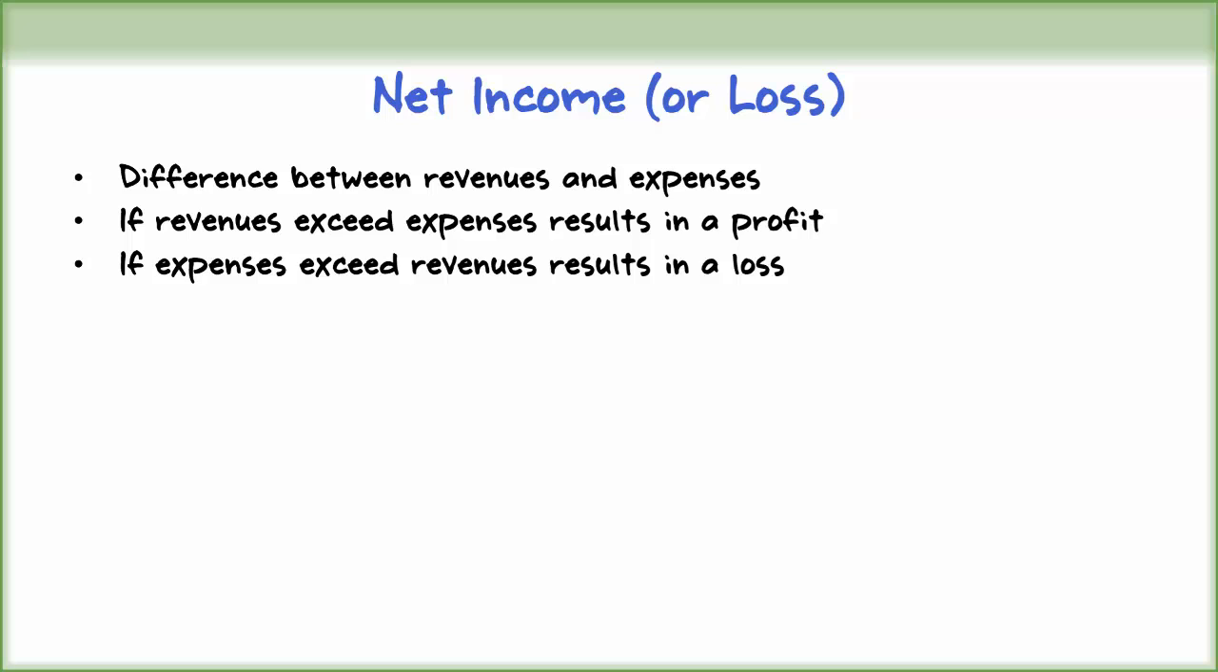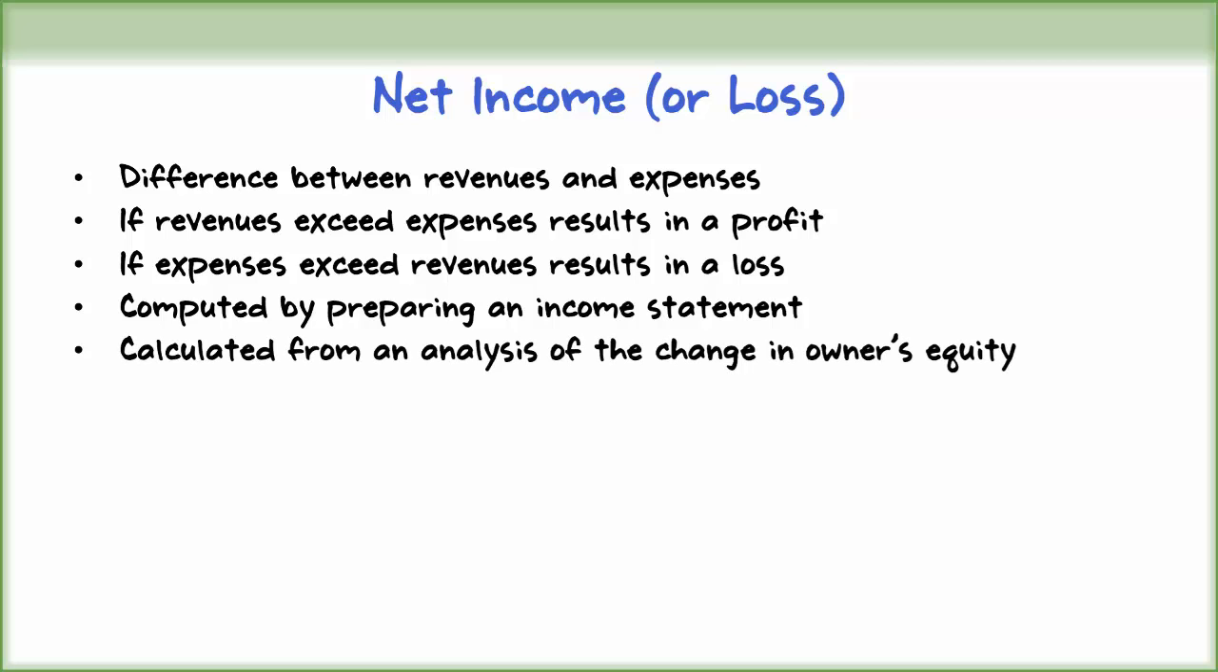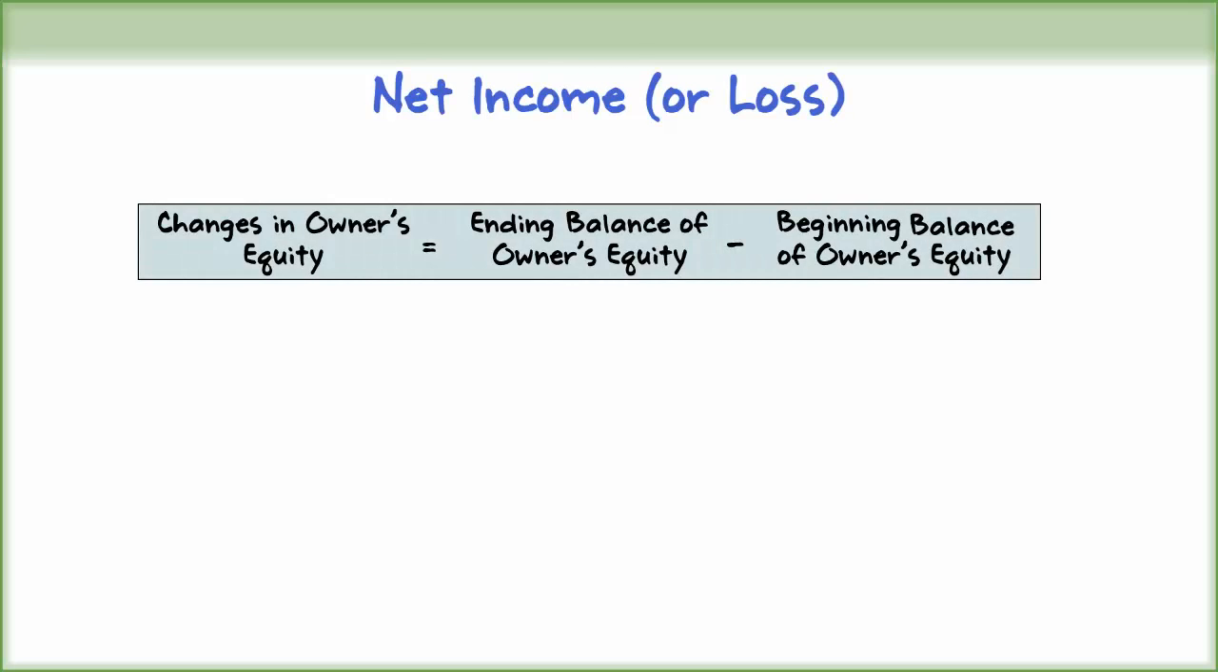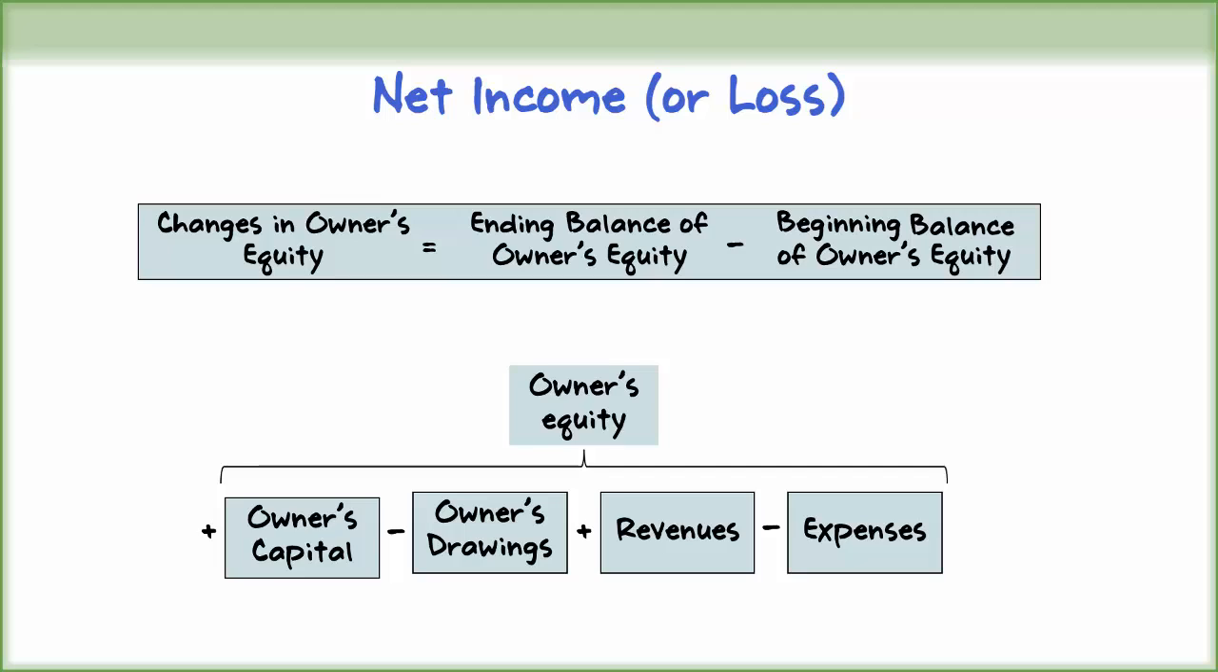The net income is usually computed by preparing an income statement. It can also be calculated from an analysis of the change in owner's equity during the year. The change in owner's equity is the difference between the beginning balance of owner's equity and the ending balance of owner's equity. An owner's equity increases by an owner's investments and by revenues from business operations. It decreases by an owner's withdrawals of assets and by expenses.